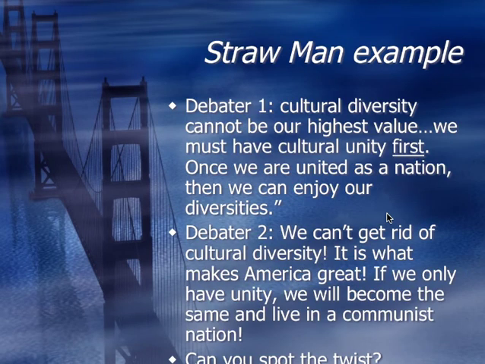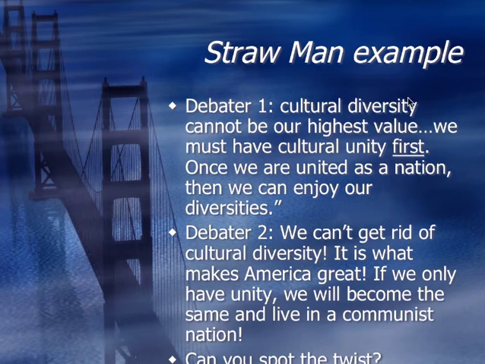But I have another example. Okay, so we have debater number 1 says, "Cultural diversity cannot be our highest value. We must have cultural unity first. Once we are united as a nation, then we can enjoy our diversities." Okay, but then the next debater says, "We can't get rid of cultural diversity. It's what makes America great. If we only have unity, we'll become the same and live in a communist nation." So where's the twist?